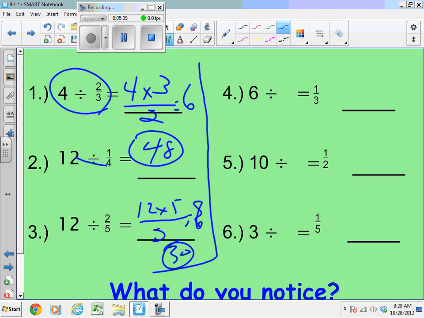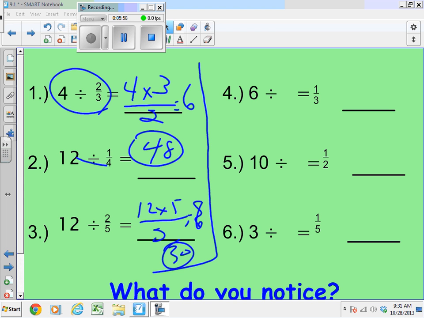I keep hearing all kinds of things. Who got to 6 divided by 1/3? Raise your hand. 1 team, 2 teams, but not enough partners. We're running out of time here, but I need you to spend 2 more minutes solving those 2 problems. Go ahead.